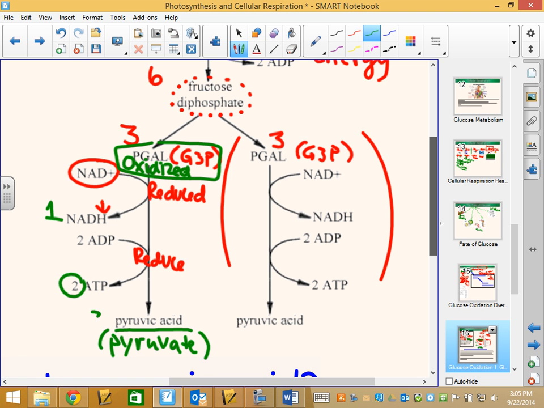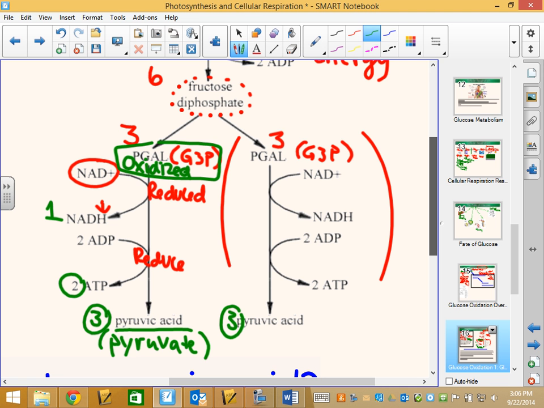And this still has 3 carbons. So notice I haven't taken any of the carbons away. I've reduced other molecules by giving up hydrogens and energy to make phosphate bonds. But I have the same number of carbons that I had to start with. I now have 2 copies of molecules that have 3 carbons each.